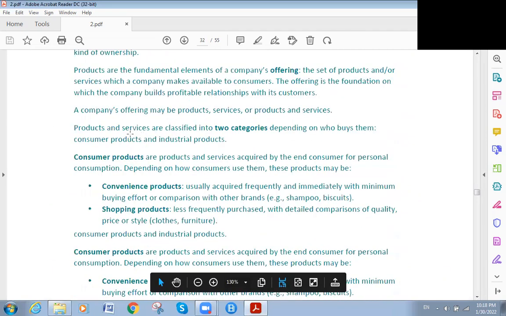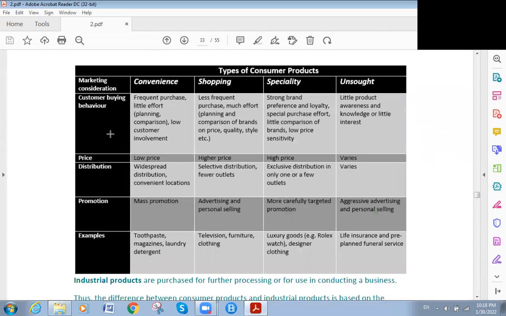So these were some graphs. This figure is very important because it tells me about the types of consumer products. Here we have the convenience, the shopping, the specialty, and the unsought. So what are the differences between them? The convenience: frequent purchase, little planning effort. You don't do any planning for it. Like the matchbox, the soap, the cigarettes, shaving blades, all these things which you need every day in your daily life.